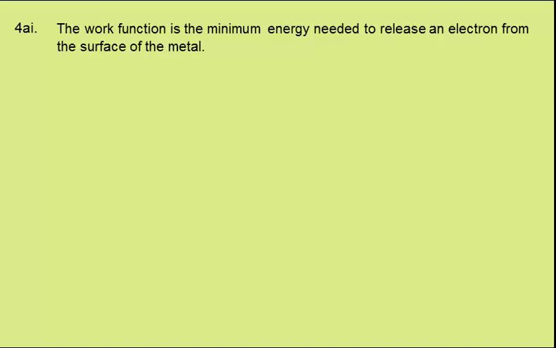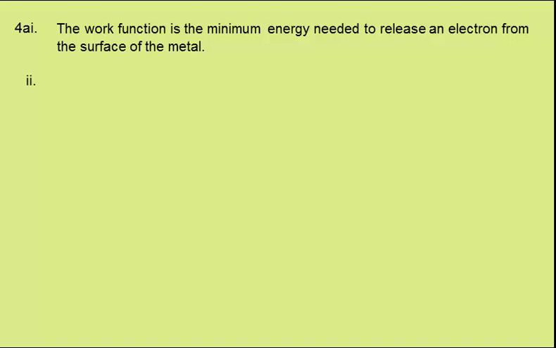In question 4 we have monochromatic light shone onto a clean cadmium surface, releasing electrons with a range of kinetic energies up to a maximum of 3.51 times 10 to the minus 20 joules. The work function of cadmium is 4.07 electron volts. In A part 1 we need to state what is meant by the work function. Well, this is the minimum energy needed to release an electron from the surface of the metal.